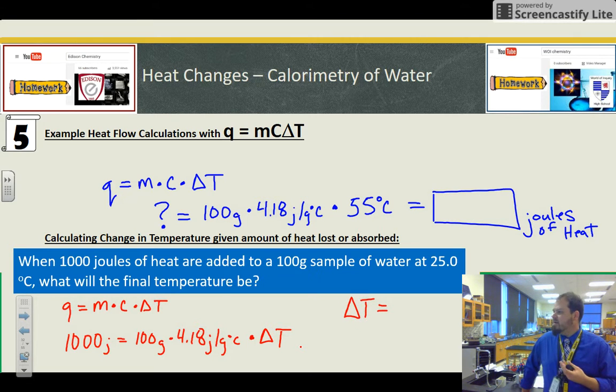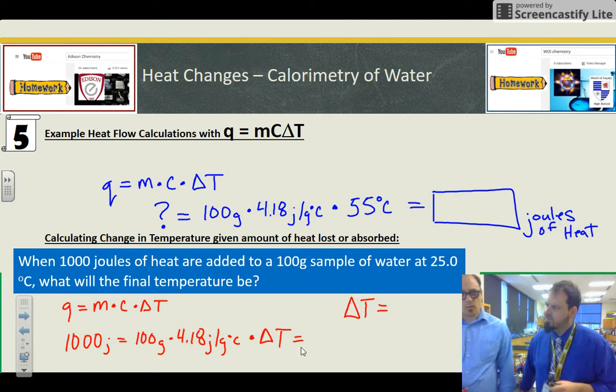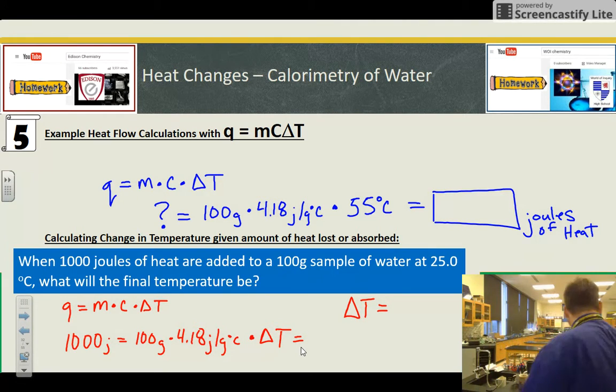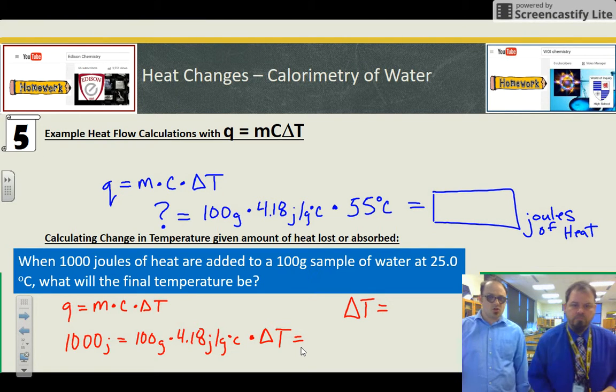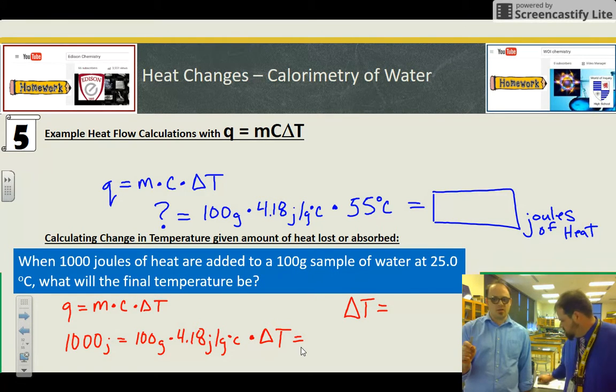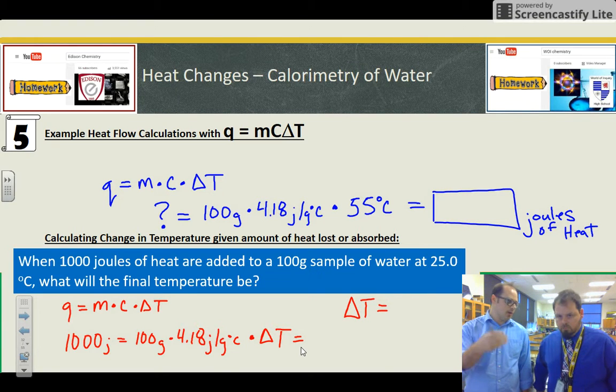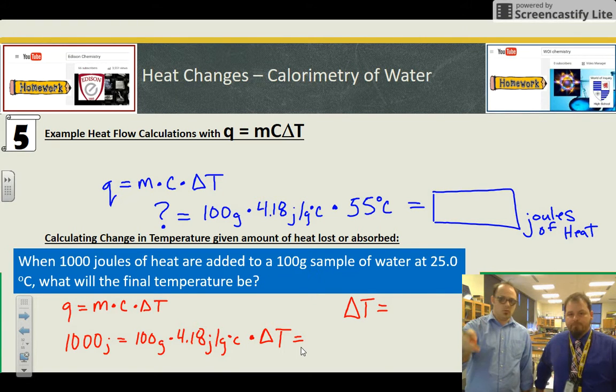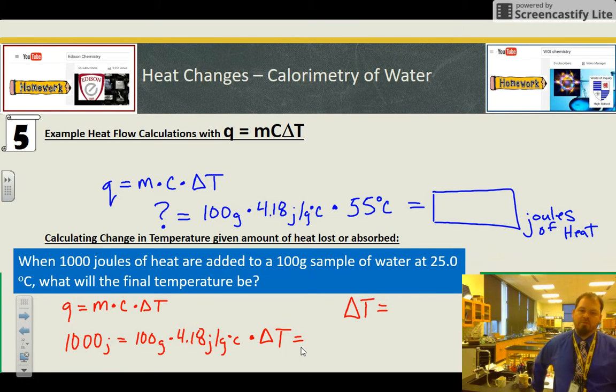And delta T is going to be a number. Should we calculate this one all the way out? Well, this one's tough. The change in temperature, it's going to change by some degrees. This is just algebra. You solve for delta T, and then you look back to the problem and see that if you started at 25 degrees and the temperature changed by, let's imagine, 50, then it ended at 75. So we're going to get a number for delta T.